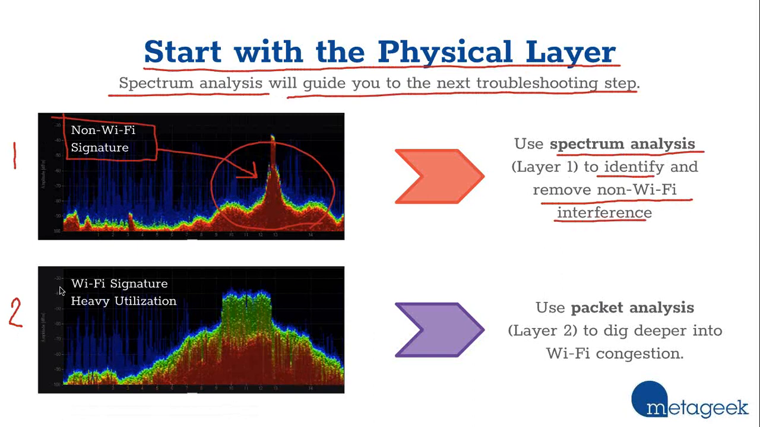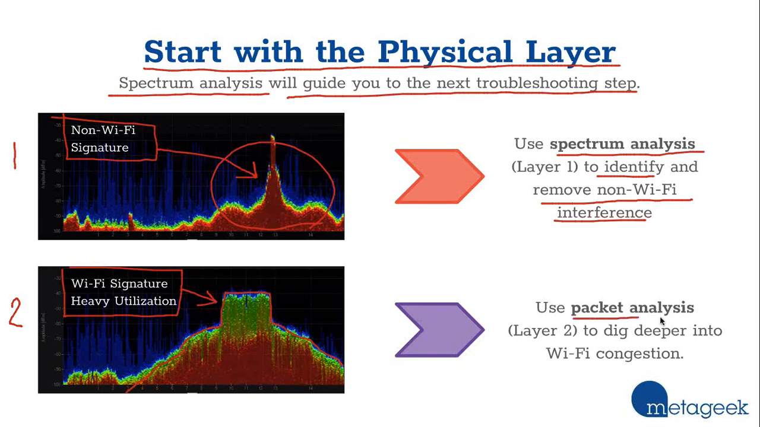The second thing that we might see is a Wi-Fi signature. This is what Wi-Fi looks like in the spectrum. It makes this flat tabletop shape with these shoulders down each side. And if we see that, then we can go, oh, there's a bunch of Wi-Fi activity on the channel, and I can tell that that channel is being overutilized. It's being used too heavily. And so at that point, that's when I'm going to split off to a different tool.